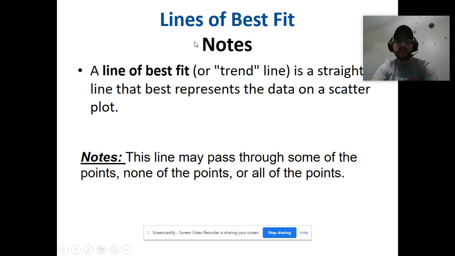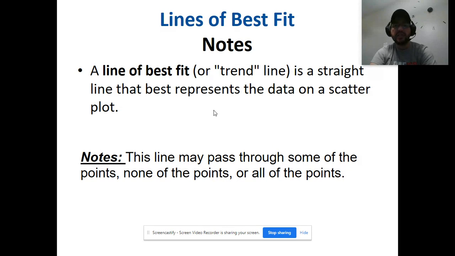Also, we're gonna talk about the line of best fit. The line of best fit is like the trend line. It's a straight line that represents the data or is in the middle of the points. Okay, we're gonna use this line to predict previous or future values that are not on the graph.